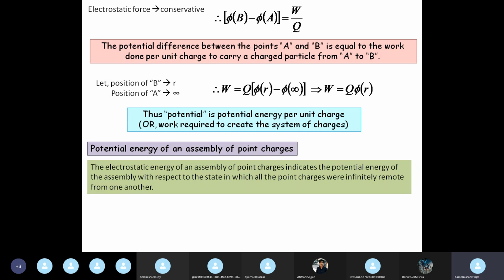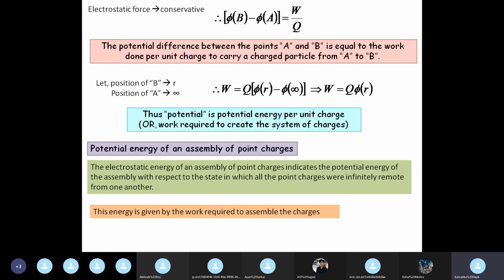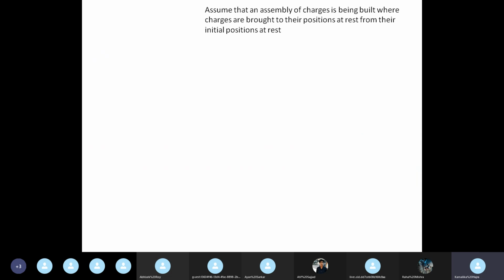All the charges were initially far away from each other, but we want to calculate the work done when they are one by one brought together to a position where they are near each other and they form an assembly of charges. And this energy is given by the work required to assemble the charges. So let us assume that an assembly of charges is being built where charges are brought to their positions of rest from their initial positions. So they were initially at rest and they are brought to positions where they are again at rest. We do not consider any motion of charges. Throughout, we are considering static conditions.